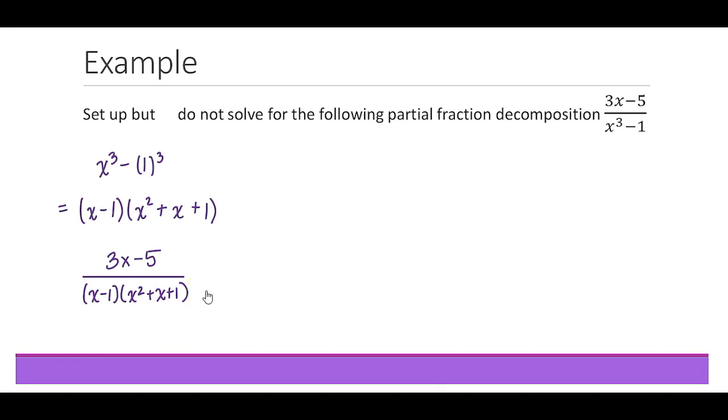Now all we're doing is setting it up, and so it's the idea that the linear term x minus 1 would create one partial fraction with a constant above it, and the irreducible quadratic x squared plus x plus 1 would create another term with a generic linear term on top, my bx plus c. So for this problem, that's all we're being asked to do. Set up, but don't solve completely for the following partial fraction decomposition.